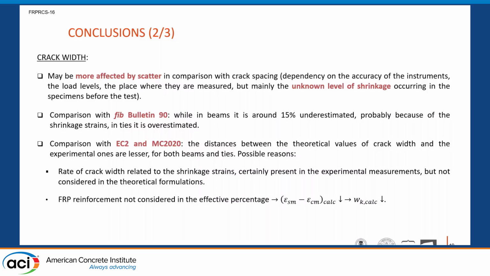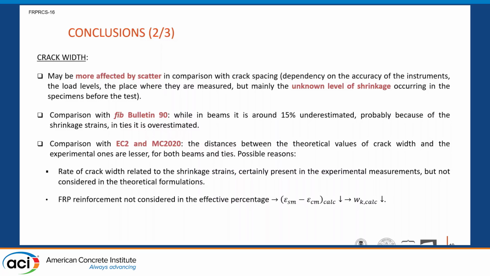For the comparison with the FIB 90, in the beams we had this underestimation of 15%, again because we think of the same reason. For the ties, we think that we need to work a bit more with the tensile area. And for Eurocode 2 and Model Code, as I said, the distances between the theoretical values of crack width and experimental ones are smaller because of the two possible reasons that I explained.